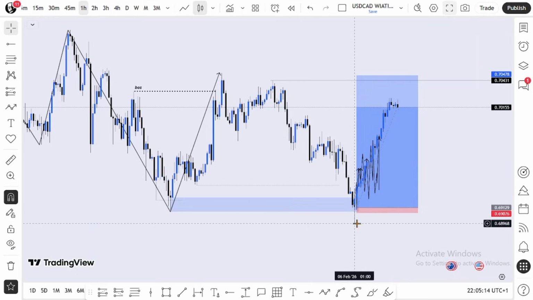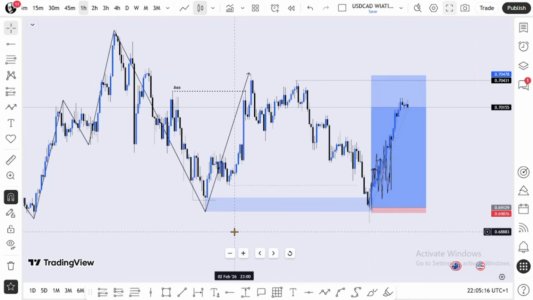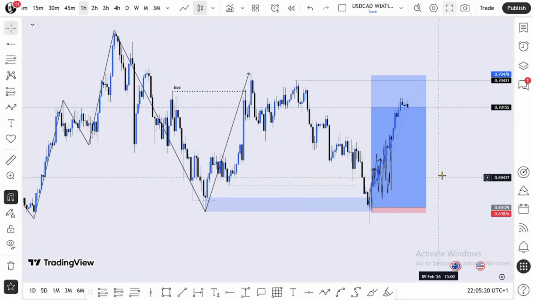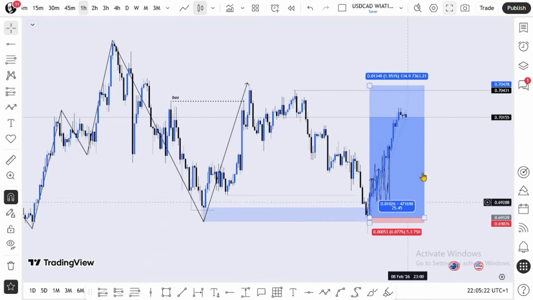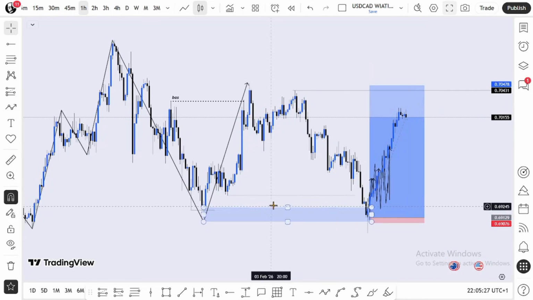So in that last video, I told you guys I'm going to be looking for lower time frame confirmation, and that's the reason why I had this huge risk to reward, because this trade was actually taken on the lower time frame.